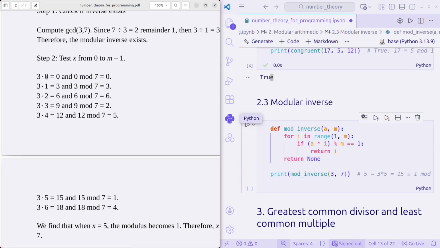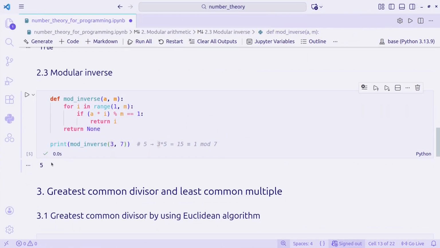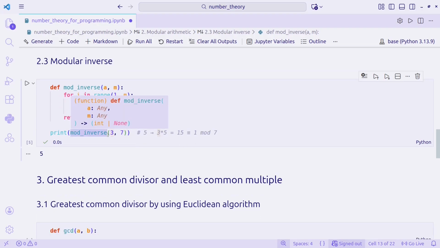So the modular inverse can never be 0. And I just need to check for this condition: a times i modulo m is equal to 1 or not. If it is equal to 1, then I am able to return that modular inverse. If I am not able to satisfy this condition after checking all the possible i's, then I would say that there is no modular inverse for a particular number, and the absence of the modular inverse is possible. So let us run the program. Yes, you will see 5 here. That means the modular inverse of 3 is just 5.